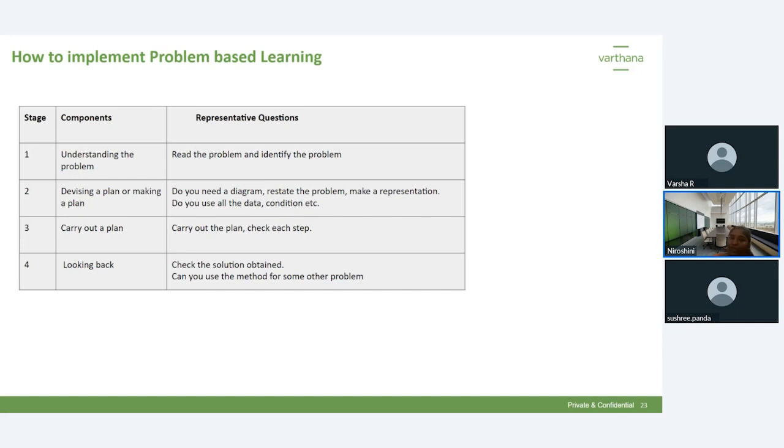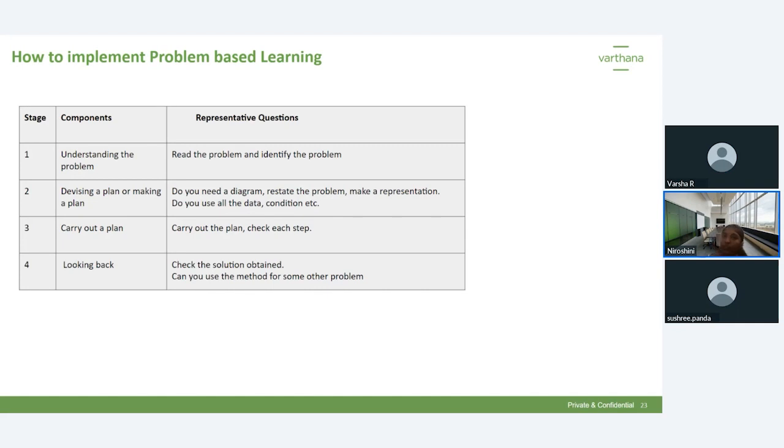Then devising or making a plan. Once we know what the problem is, children need to start to make a plan. How will I approach this problem and how do I find a solution? So what do I need to do? That's what is thinking and then doing. That's what we need to do here in making the plan.